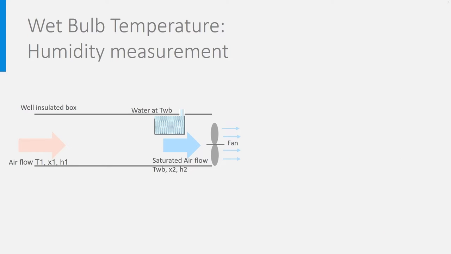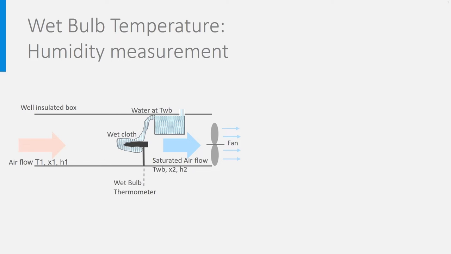It is quite easy to measure the wet bulb temperature using a device similar to the one we studied 3 slides ago. In fact, the wet bulb temperature is the temperature a thermometer would take when wrapped in wet clothes and put in an airflow with a certain temperature T1 and absolute humidity X1. The wet cloth has to remain wet all the time, so it must be continuously wetted by water, like in this instrumental setup.